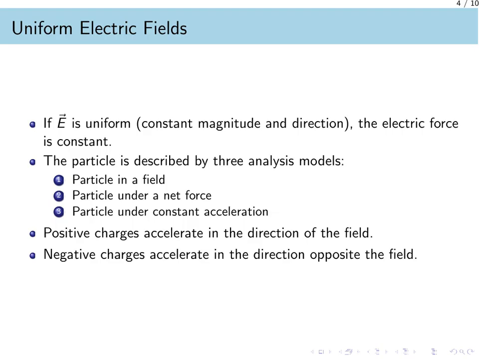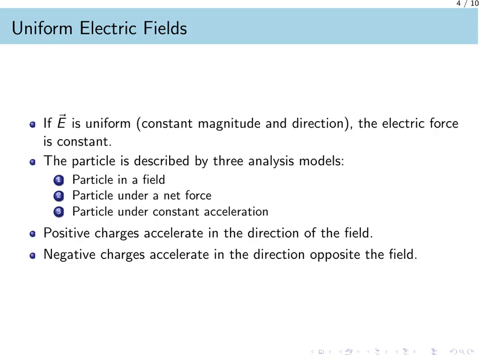If the electric field is uniform, meaning it has a constant magnitude and direction, then the electric force exerted on the particle will also be constant. Because the force is constant, the particle's motion can be described using three familiar analysis models. First, the particle is in a field. Second, it is a particle under a net force. Third, because the force is constant, it is a particle under constant acceleration.